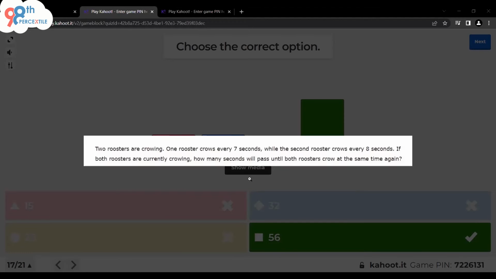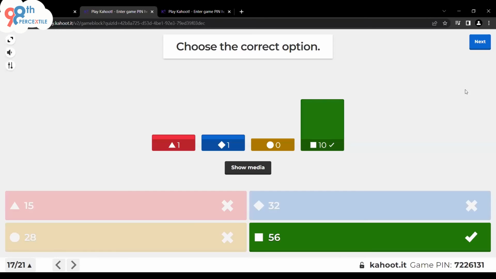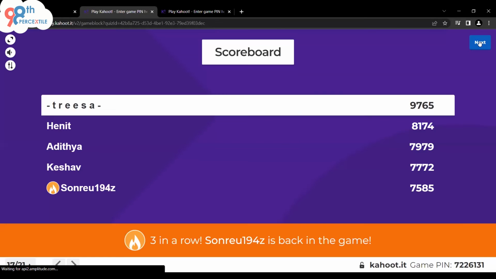Okay, so when 8 and 7 cross paths, Sonryu is correct. Heneth is correct as well. Okay, Reyansh is correct. Okay, nearly all of you have got the correct answer. That's nice. So yes, when it says when will they crow at the same time again, that would be the LCM. So 7 times 8 is 56. The reason why we are multiplying them is because 7 is a prime number. So the LCM is going to be the multiplication.